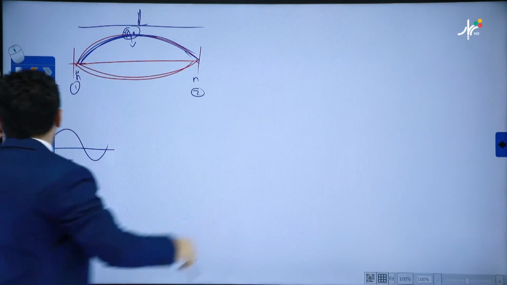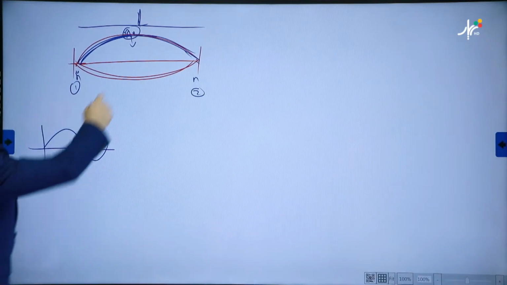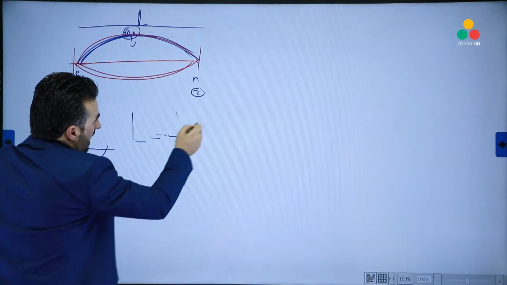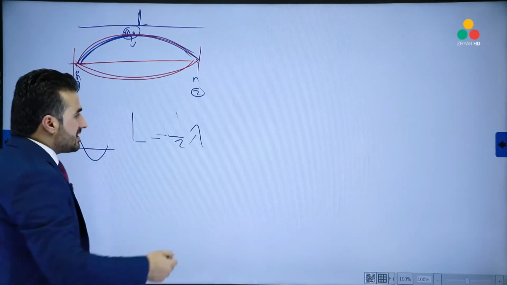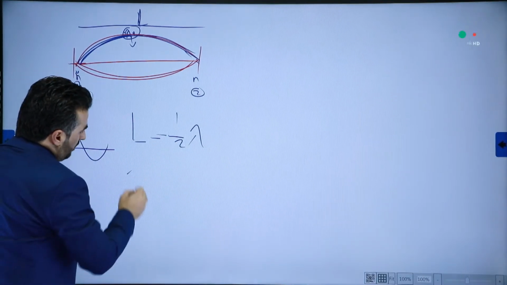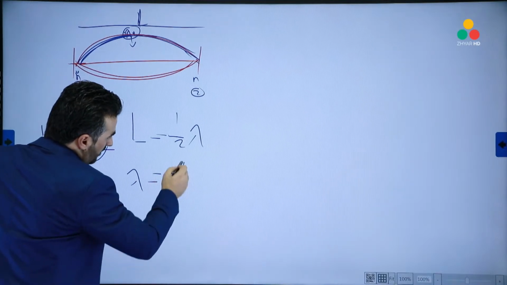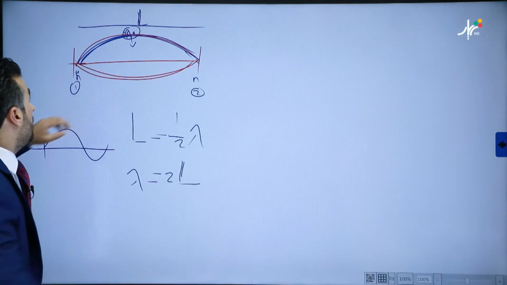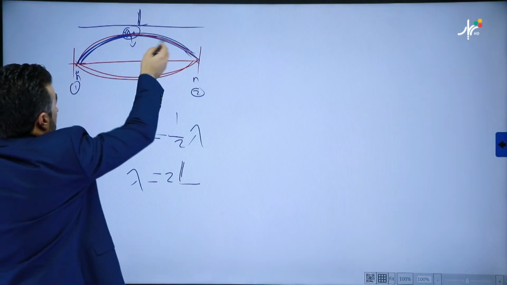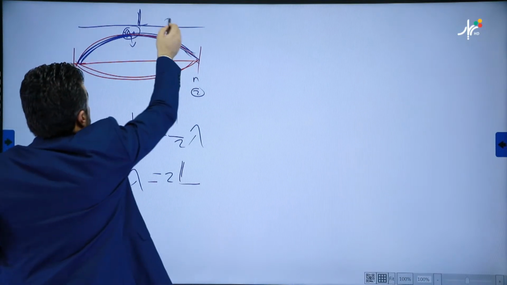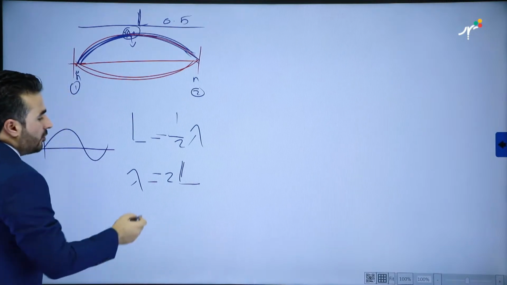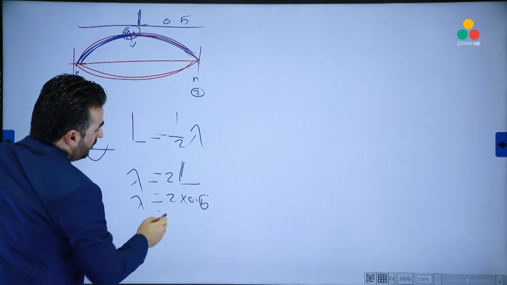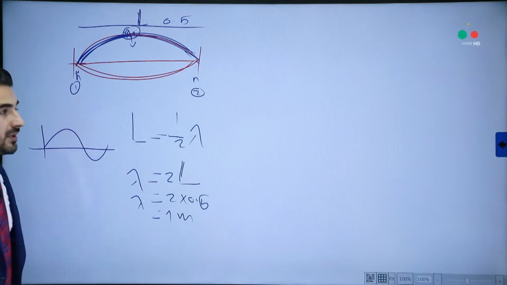So we can say the length of this string is equal to half a wavelength. If you want to know the wavelength, of course, you cross multiply, so the wavelength equals 2 times the length, okay? So if the length of this string is, let's say, 0.5 meter, then of course the wavelength is going to be 2 times 0.5. That means the wavelength is going to be 1 meter.